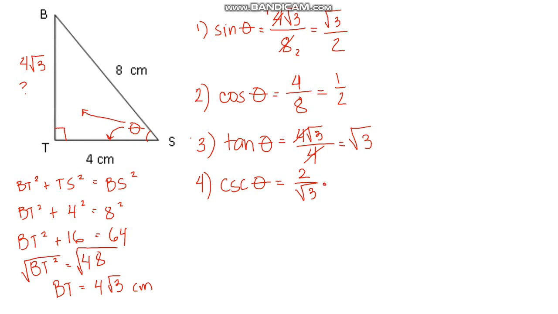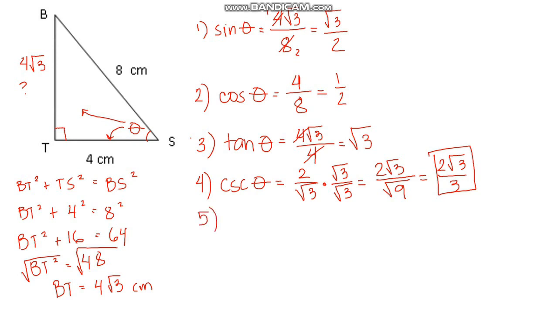So in order to rationalize, since the denominator is square root of 3, we have to multiply square root of 3 on both the numerator and the denominator. So this will become 2 square root of 3 over, then square root of 3 times square root of 3. So this is just equal to square root of 9, or 2 square root of 3 over 3. So this is now your cosecant. So we will do the same thing for the remaining ratios.